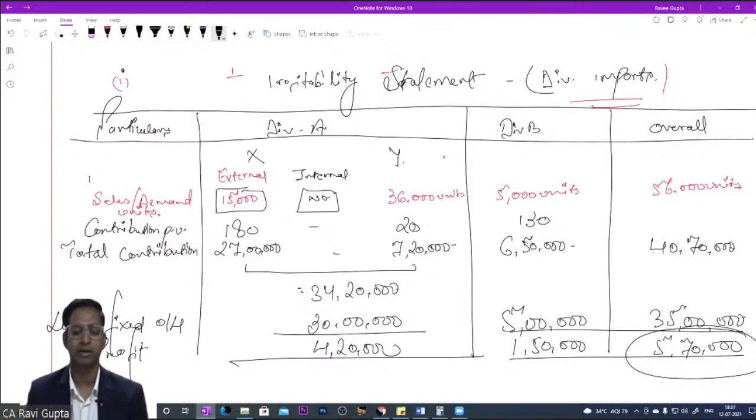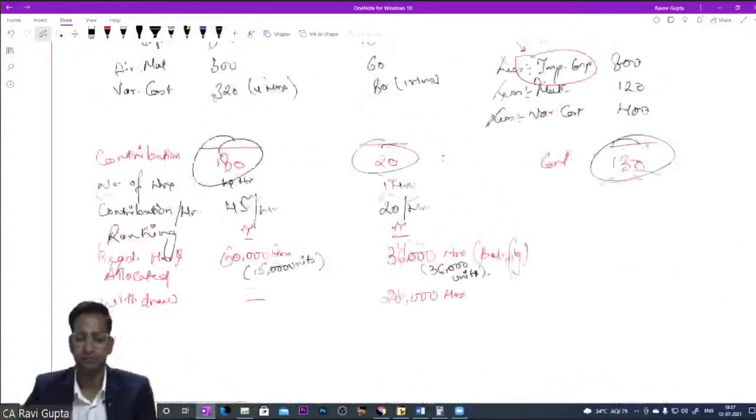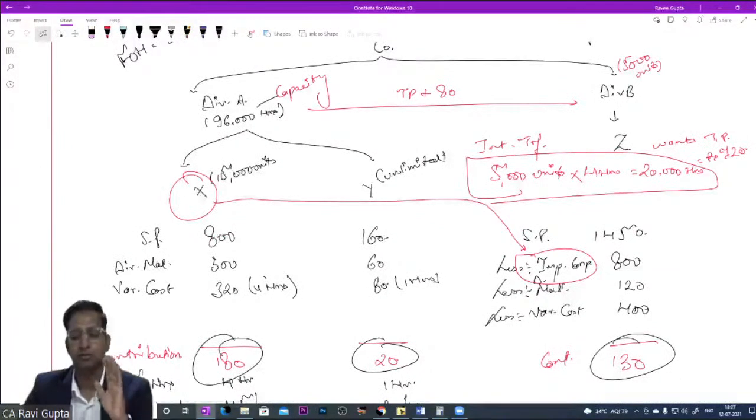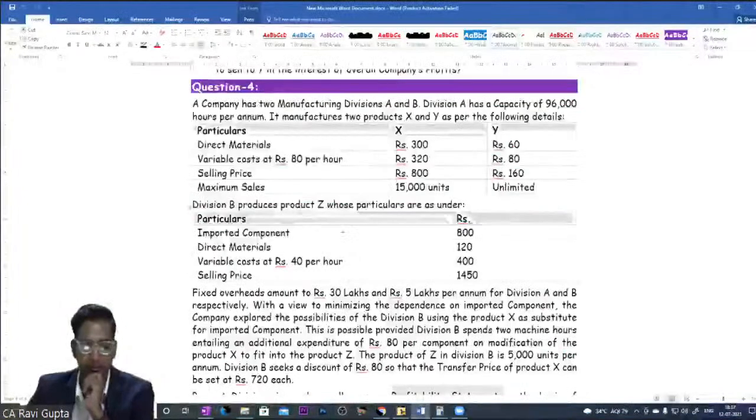Any doubt, any query regarding the first part? See, the first part is very simple. All the requirement of division B has been fulfilled by importing the component. We have not done the internal transfer. Now, what is the requirement of question number two?